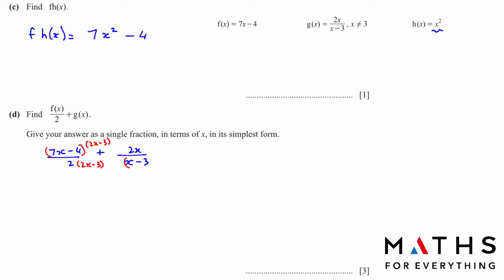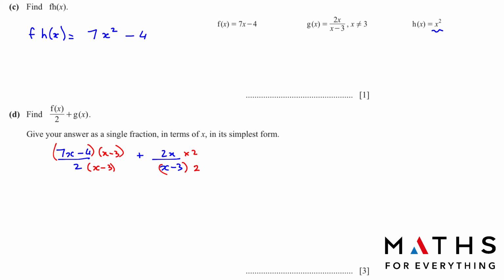One second, it is x minus 3, not 2x minus 3. I'll just write down the question again. Sorry about that. So like I was saying, you use the same rule. So multiply by x minus 3 here and the same in the numerator. In the denominator, multiply this side by 2 and this side by 2.